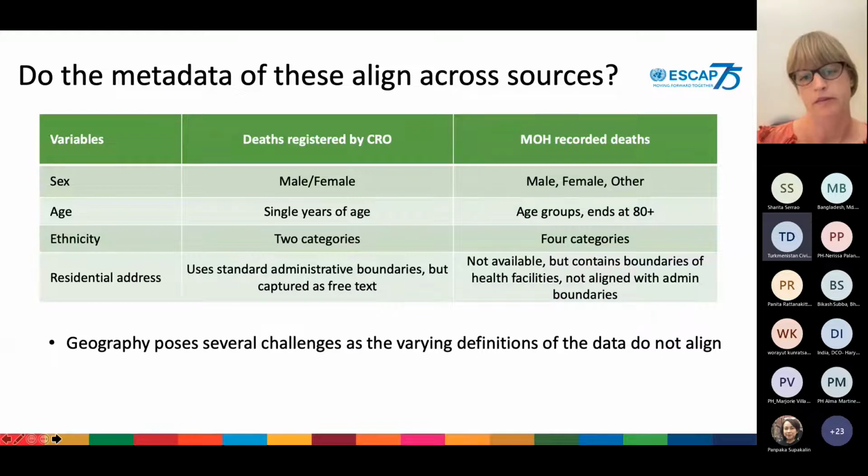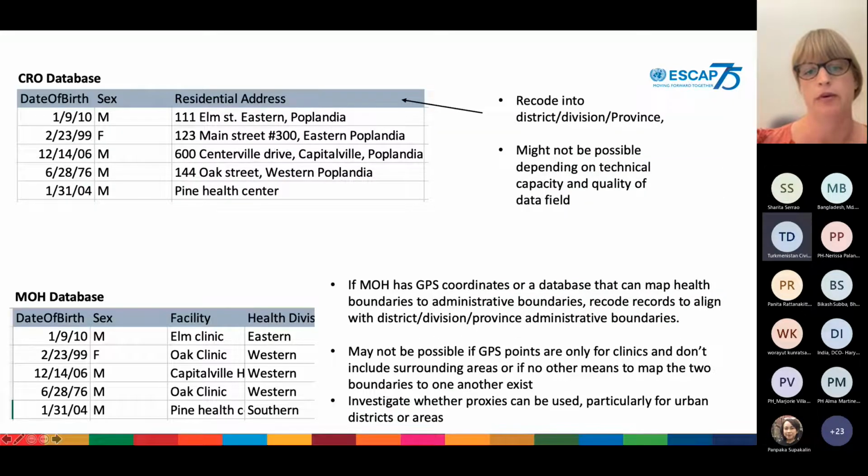We talked about the metadata aligning and some of the different ways that maybe things that we would need to do to align them, the importance of usual residence, and some of the complications that sometimes arise with that, and what we might need to do to fix it.